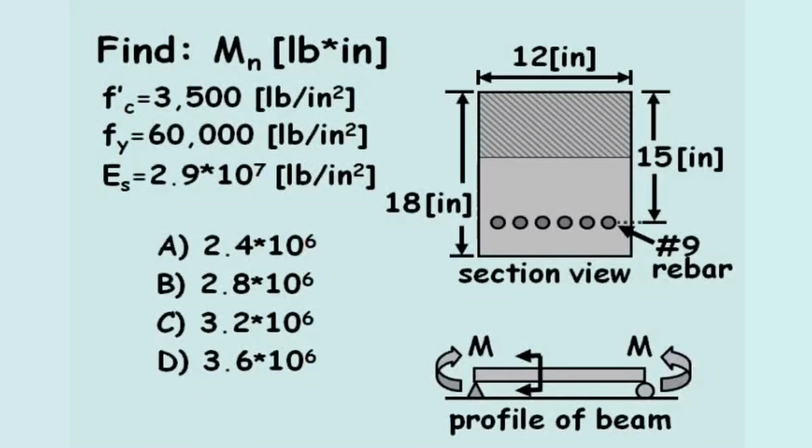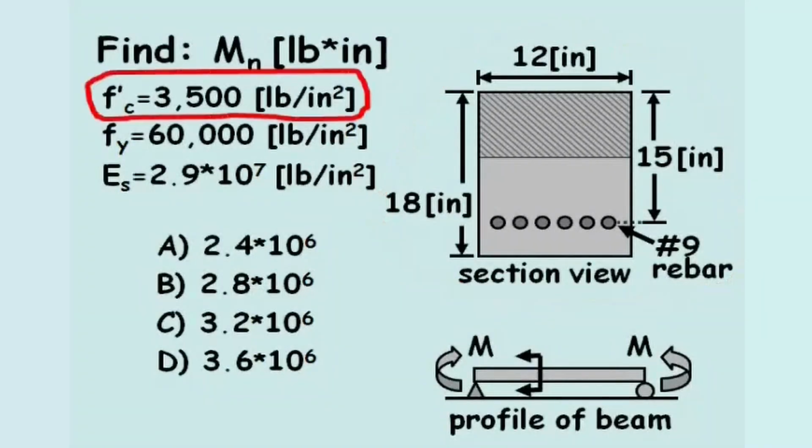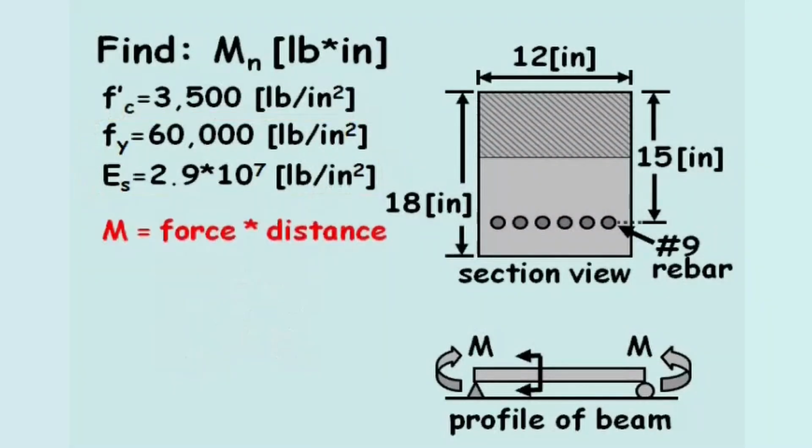Find the nominal moment in the beam in pounds-inches. In this problem, a beam having a rectangular cross-section is reinforced with number 9 sized rebar. The compressive strength in the concrete is provided, as well as the yield stress and the Young's modulus of the steel. The equation for a moment is a force times a distance.